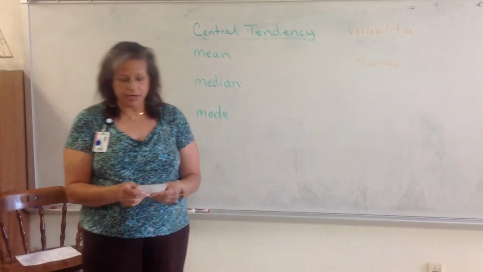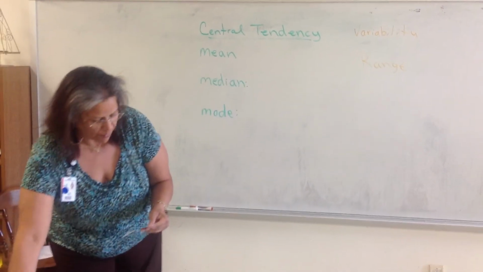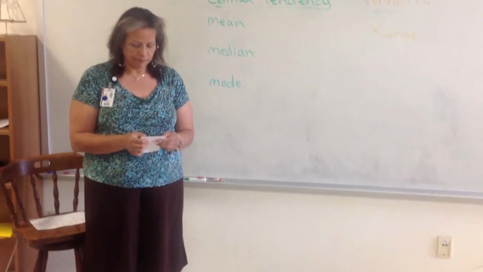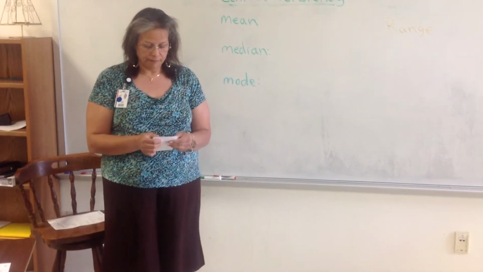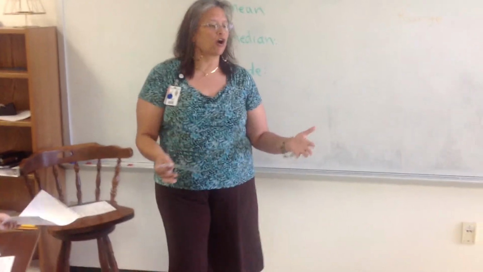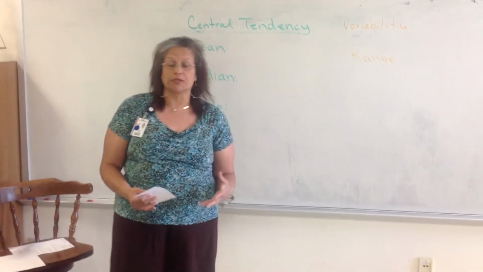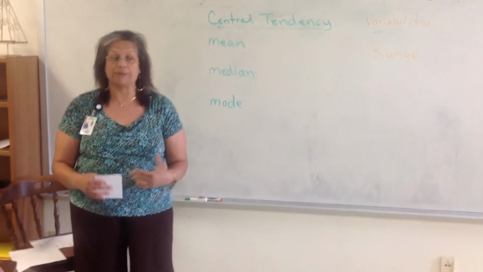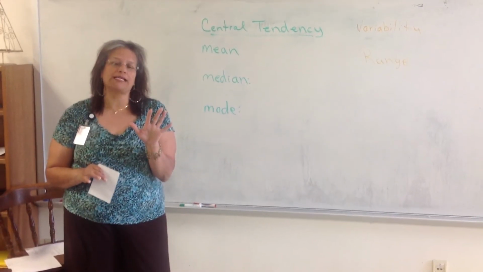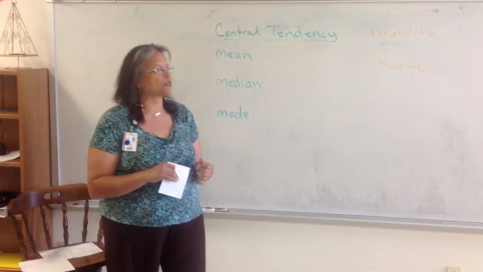So, someone read for me the mean. The mean is found by adding all of the numbers in the set of data and dividing by the number of values in the set. So we take a list of numbers, whatever our data is, and we add them all up, and then we divide by however many numbers are in that set. If I have 5 numbers in my data set, what am I dividing by? I'm dividing by 5. If I have 7 numbers in my data set? 7.